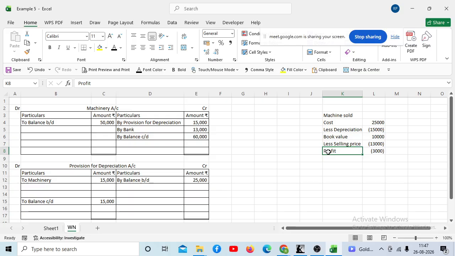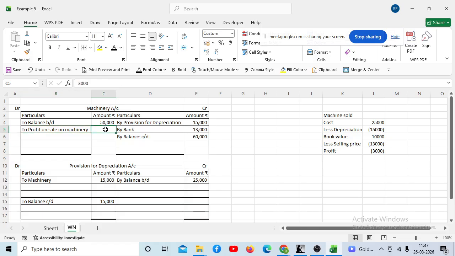When profit increases, it will be written on the credit side of the profit and loss account. Am I right? Yes. But we are not preparing the profit and loss account. We are preparing the machinery account. So we will give the opposite effect. In profit and loss account, it is credit, right? So in machinery, where will it come, tell me? Debit. Any doubt? No.